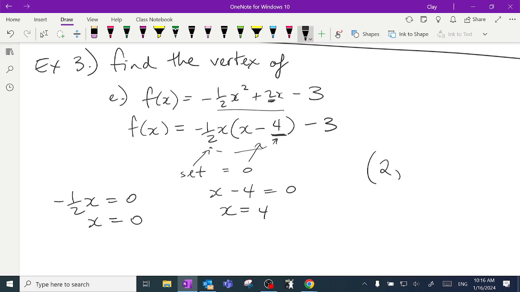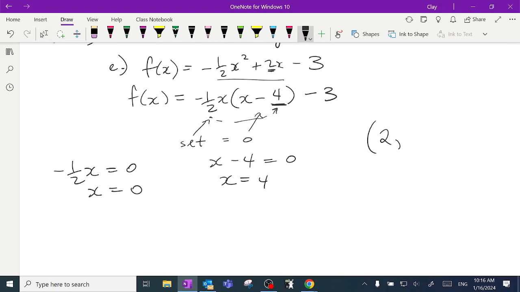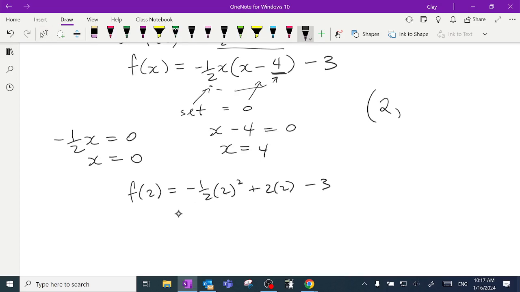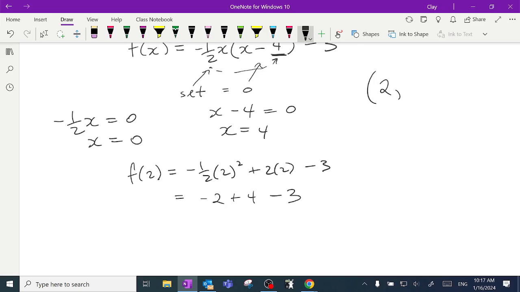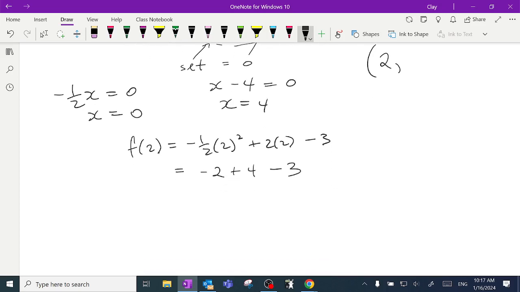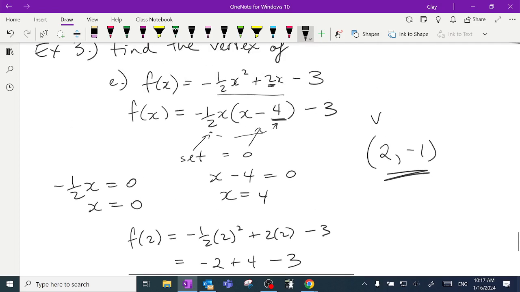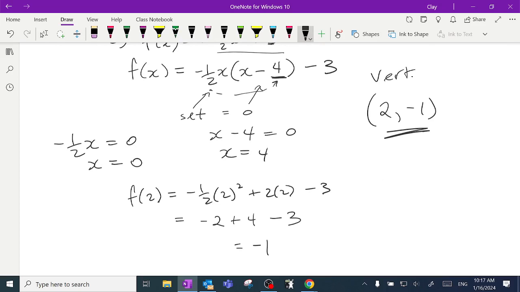And then from there, go back to the original equation and figure out what f of 2 is. So I have negative 1/2 times 2 squared plus 2 times 2 minus 3. A half of 4 is 2, but it's negative, plus 4 minus 3. Negative 2 plus 4 is 2. 2 minus 3 is negative 1. So 2, negative 1 is the vertex. Isn't that nice? We call that partial factoring.